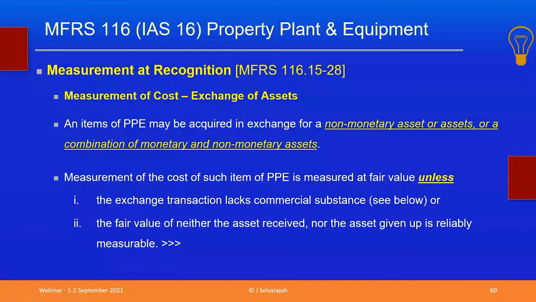commercial substance. Sometimes people create entries in the books. And if you look at a number of frauds in the world, there's a lot of frauds. And sometimes they create this kind of entries between many companies, especially using all kinds of special purpose entities to create it. Now, that is no commercial substance, or the fair value of neither the asset received nor the asset given up is reliably measurable.